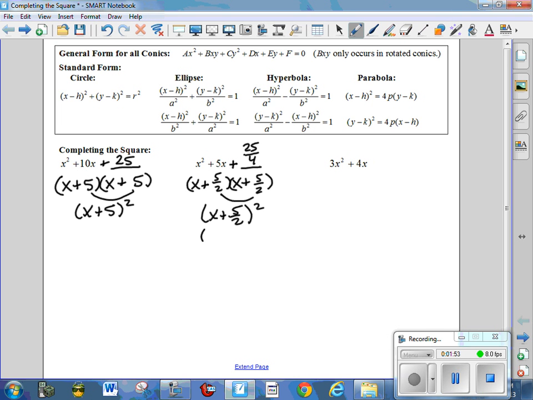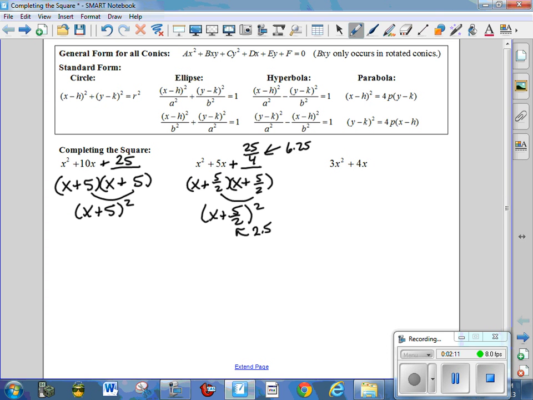You could also make this 2.5, and 2.5 squared is 6.25. So that would be another way to do it with decimals.